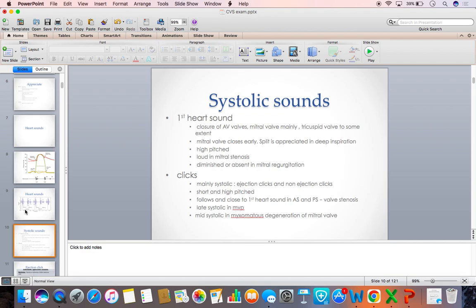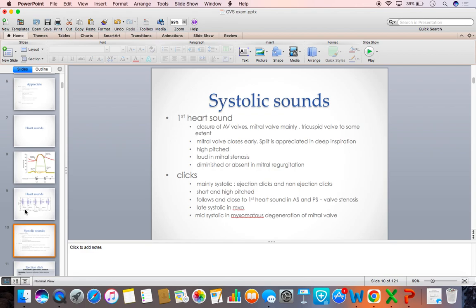The mitral valve closes early, followed by the tricuspid valve. It is very difficult to appreciate the split of the first heart sound. It is high-pitched, loud in mitral stenosis, and diminished or absent in mitral regurgitation.